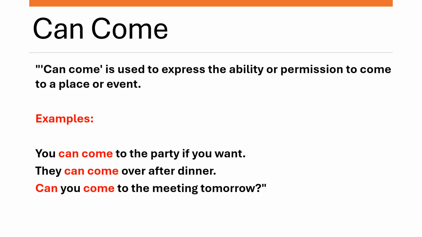Can come. Can come is used to express the ability or permission to come to a place or event. It can be used as: you can come to the party if you want. They can come over after dinner. Can you come to the meeting tomorrow?